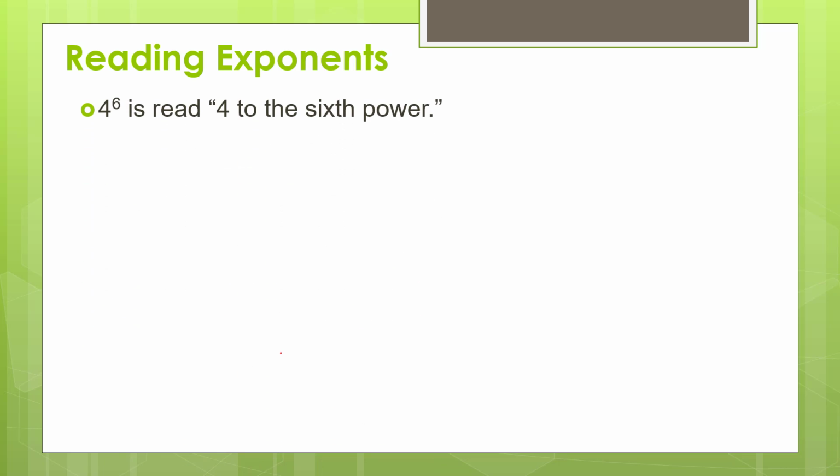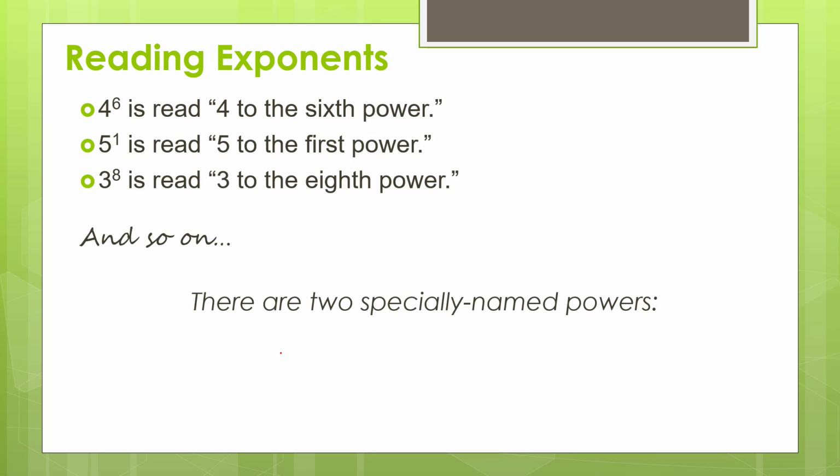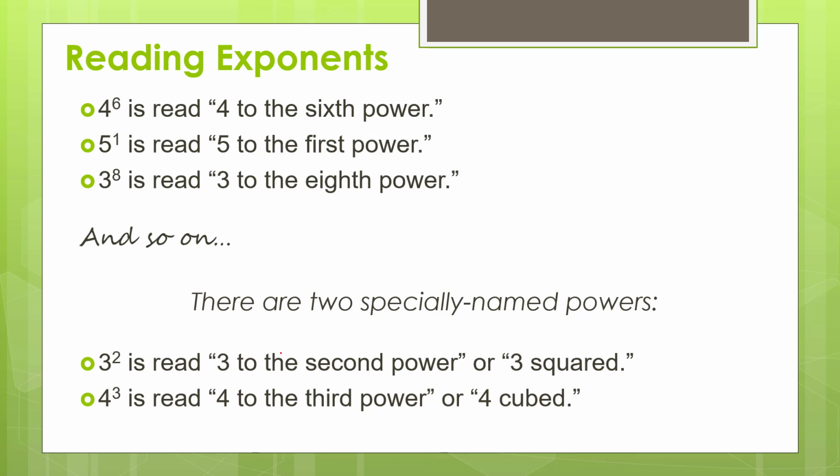Reading exponents. 4 to the 6th power is read 4 to the 6th power. 5 with the little 1 is read 5 to the 1st power. 3 with the little 8 is read 3 to the 8th power, and so on. There are 2 specifically named powers. These are 3 to the 2nd power, which we say 3 squared, or 4 to the 3rd power, which we say 4 cubed. So squared and cubed often are called by their alternative names. You don't tend to hear as commonly 3 to the 2nd power. It's not incorrect to say, it's just not as common.